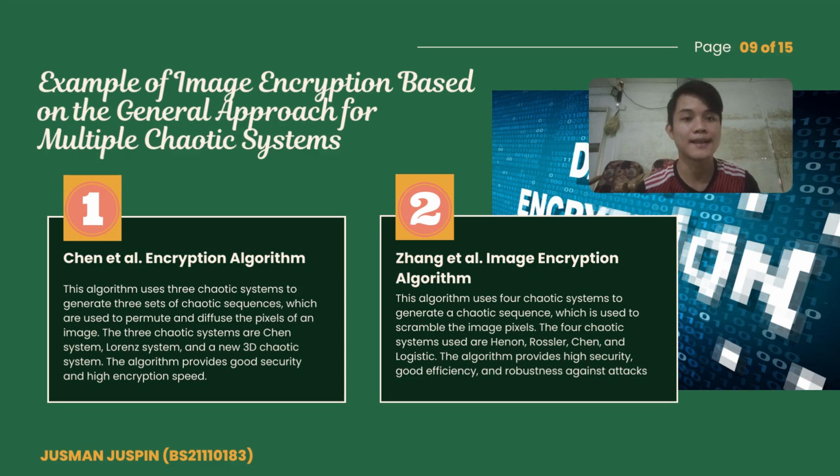Next, Zhang et al. image encryption algorithm. This algorithm uses four chaotic systems to generate a chaotic sequence, which is used to scramble the image pixels. The four chaotic systems used are Henon, Rossler, Chen, and Logistic. The algorithm provides high security, good efficiency and robustness against attacks.